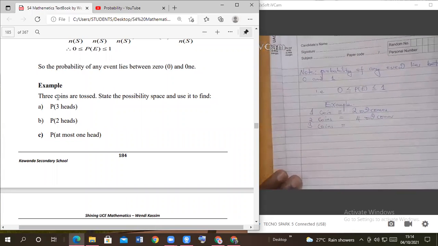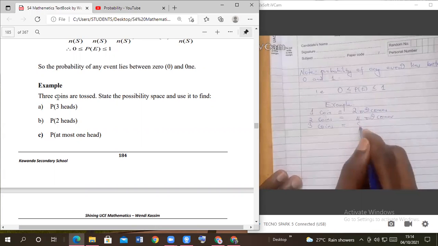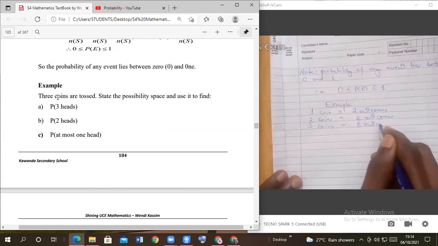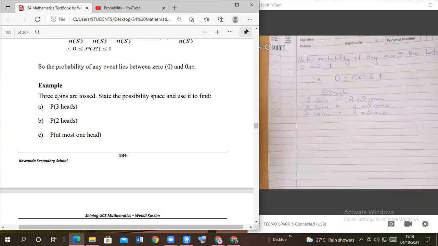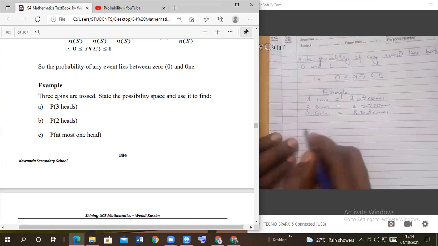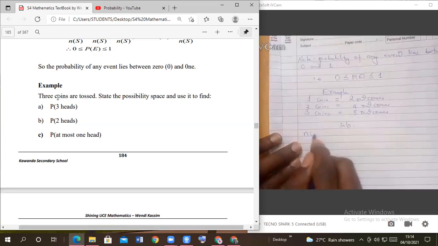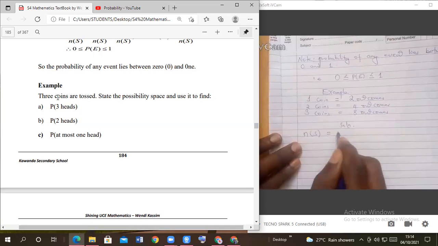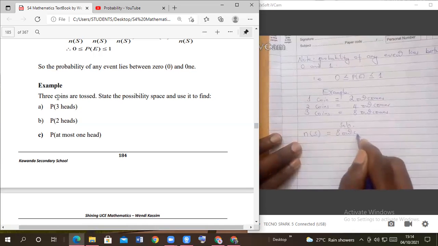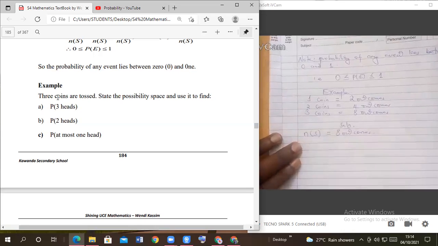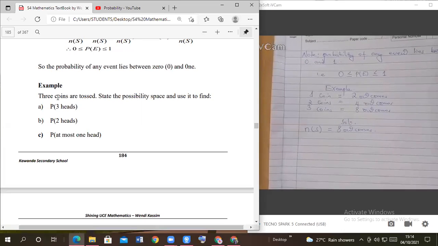Are you sure it's 6? 8. There will be 8 possible outcomes. So in that particular question, our sample space is 8 outcomes.